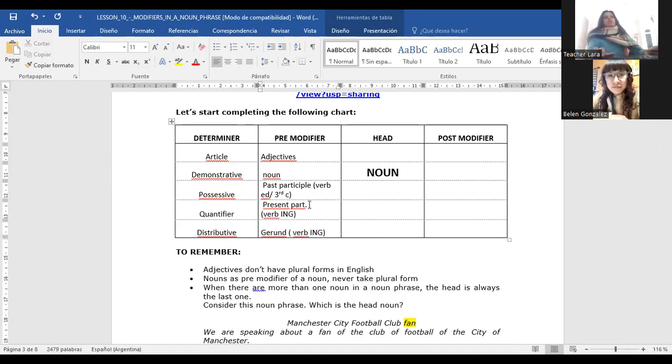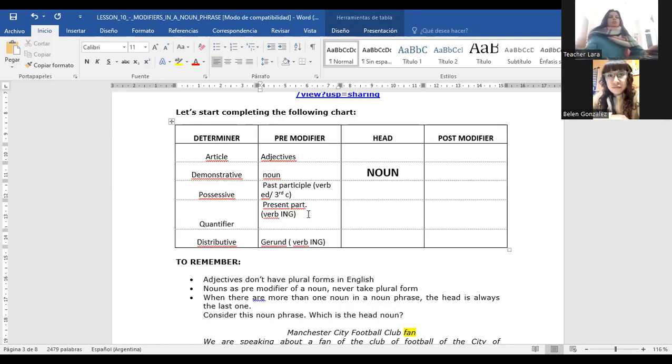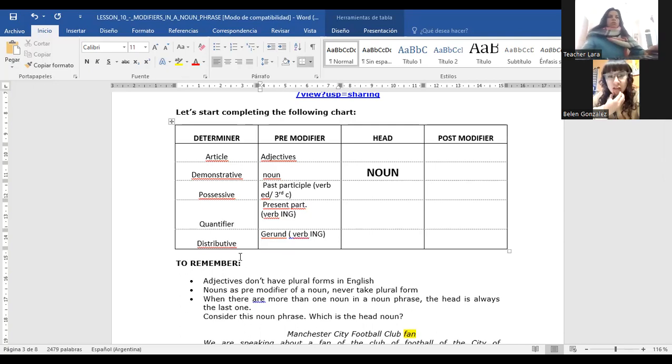But what's the difference, or how does she make a difference between these last two examples? How can we recognize a present participle? She mentions a rule. Do you remember the rule? Yes.